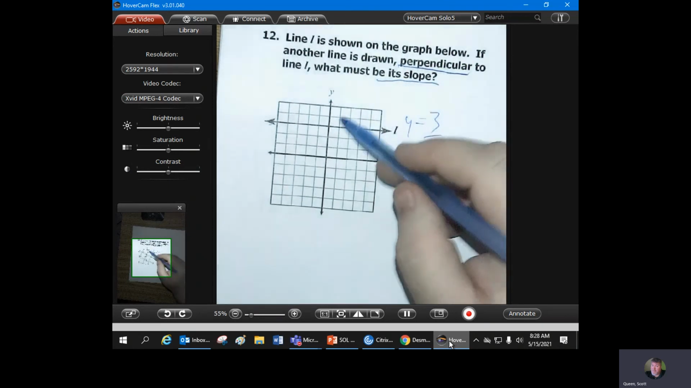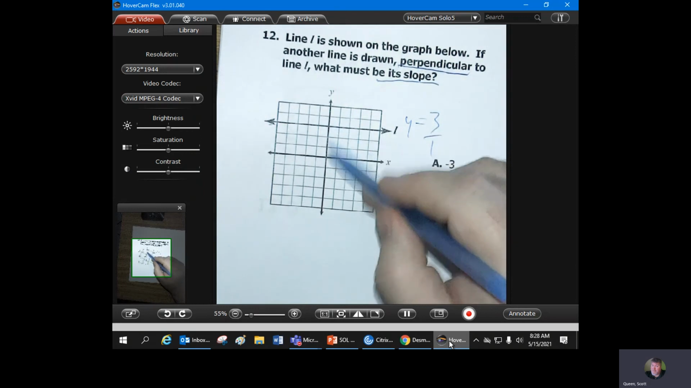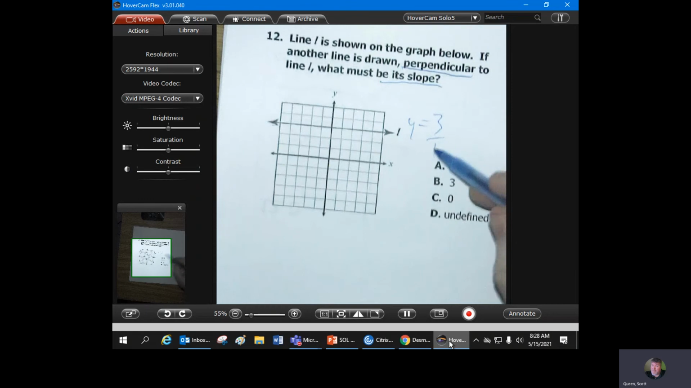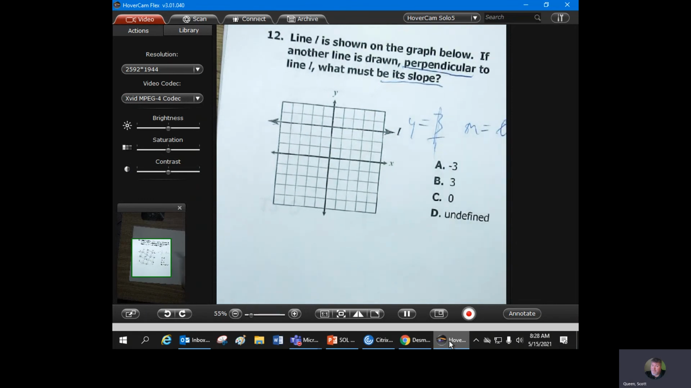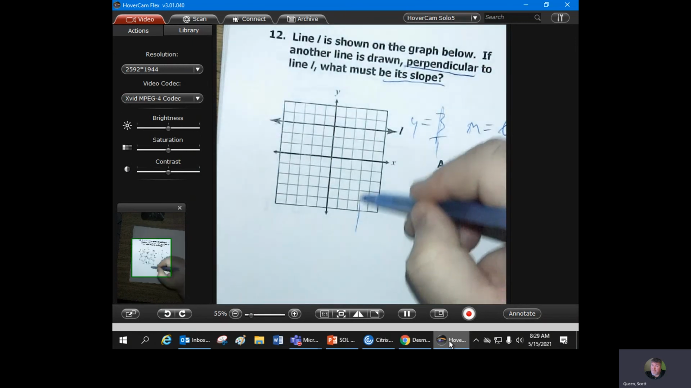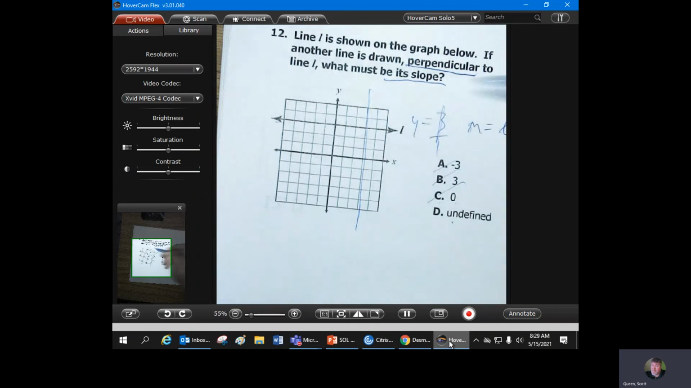Oh, I'm sorry, hold on. That's a 0, let's see, 1, 2, 3, yeah, y equals 3. So that slope, slope m equals 0, right? Because it's not sloping, right? So that couldn't possibly be A, B, or C, because if it's C, that's going to be parallel. That leaves me with undefined. And undefined means it's going to be going straight up and down, right? Which means it's going to be x equals something, okay?